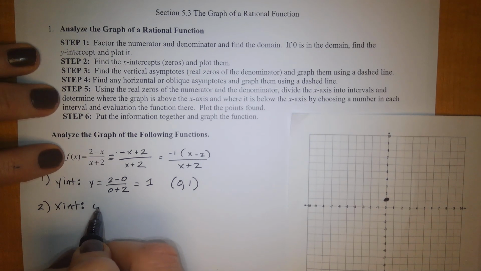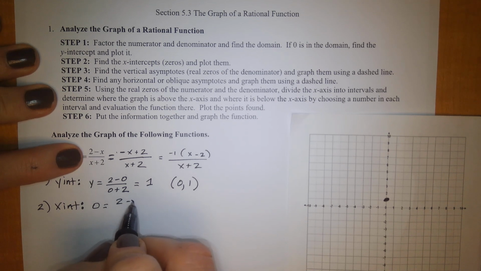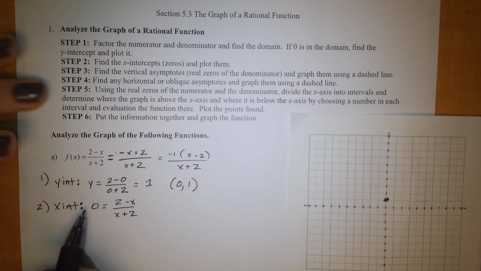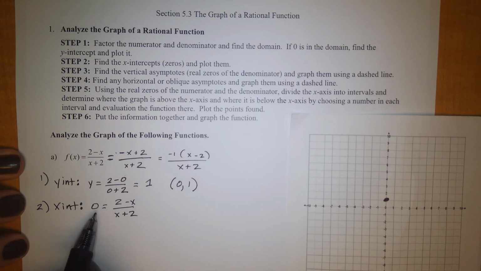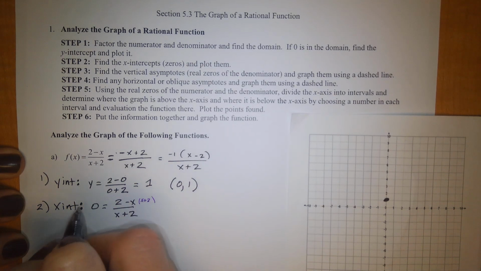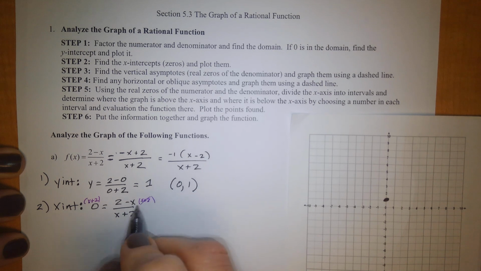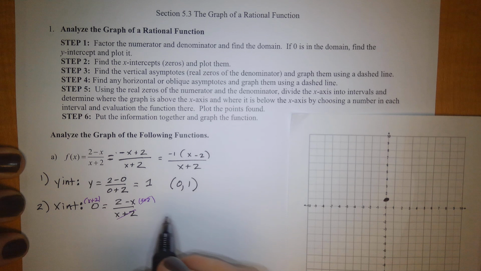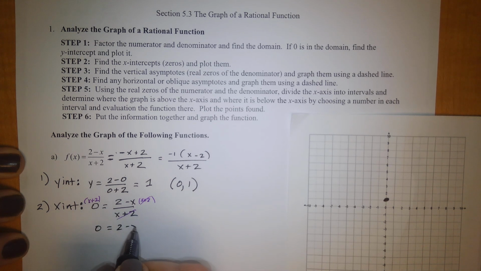So we have 0 equals 2 minus x over x plus 2. If we set this equal to 0, this is a fraction that equals 0. In order for a fraction to be 0, it really doesn't matter what is in the denominator as long as the numerator is 0. Theoretically, I could multiply both sides by x plus 2, and those are going to cancel, and 0 times x plus 2 is still just 0. So all I have is 0 equal to 2 minus x.